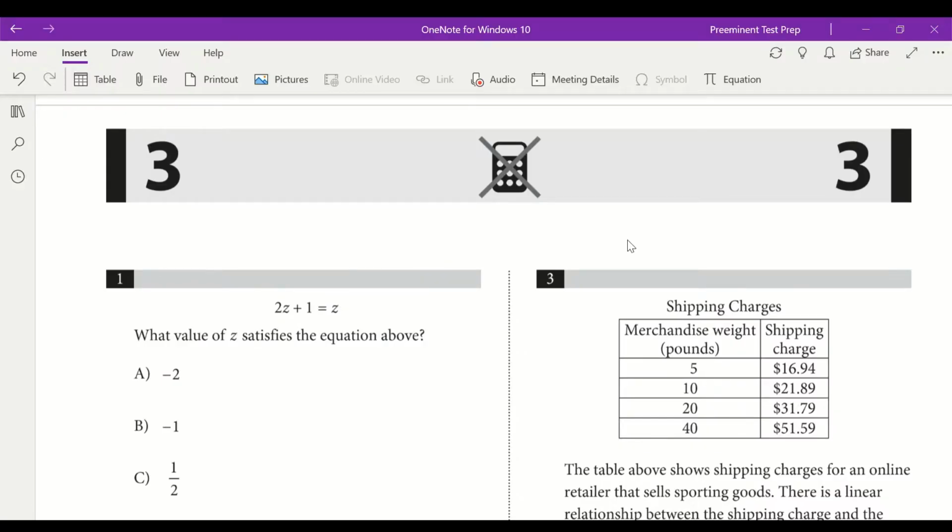Today I'll be taking you through the Math No Calculator section of SAT Practice Test 10. I'll be showing you how to move efficiently through this section and how to recognize patterns on the SAT Math section to hopefully improve your score.